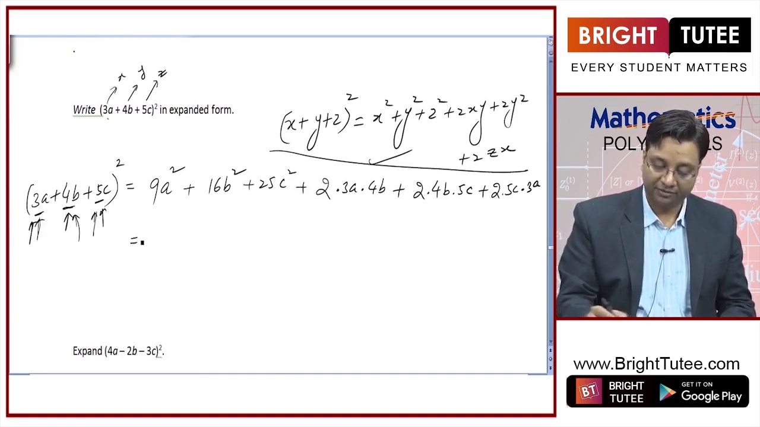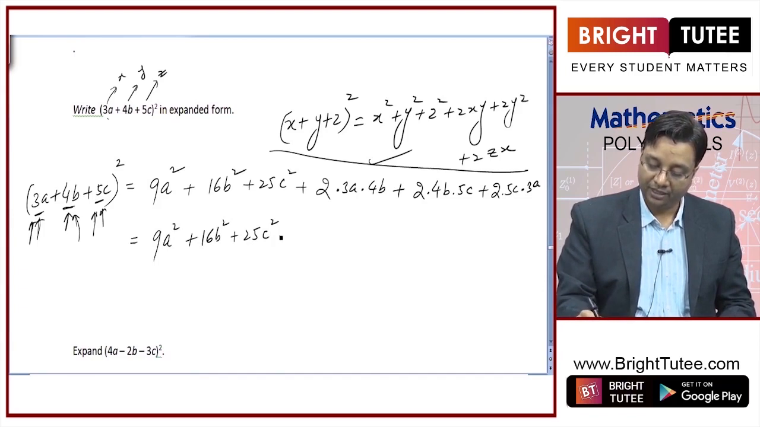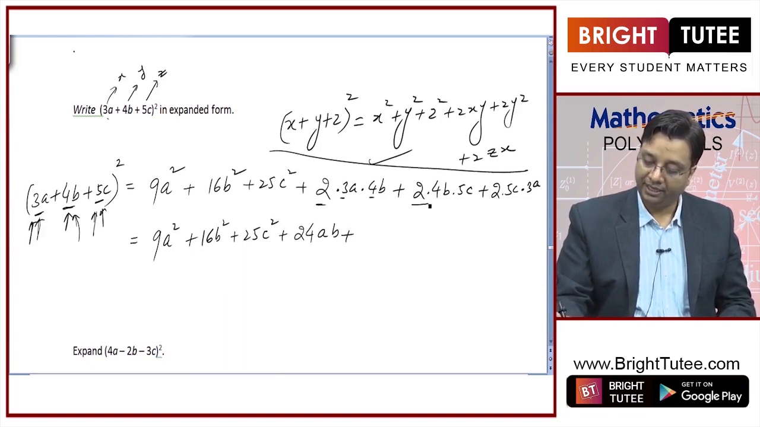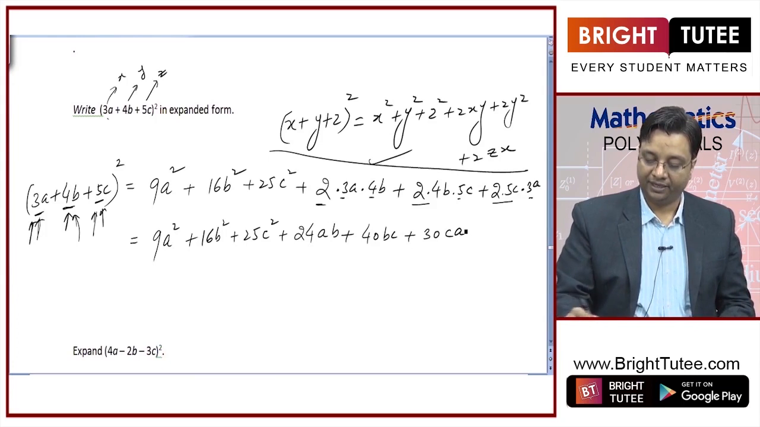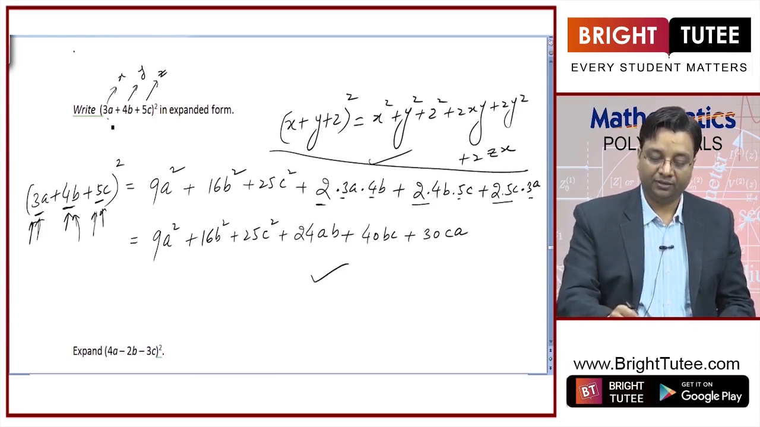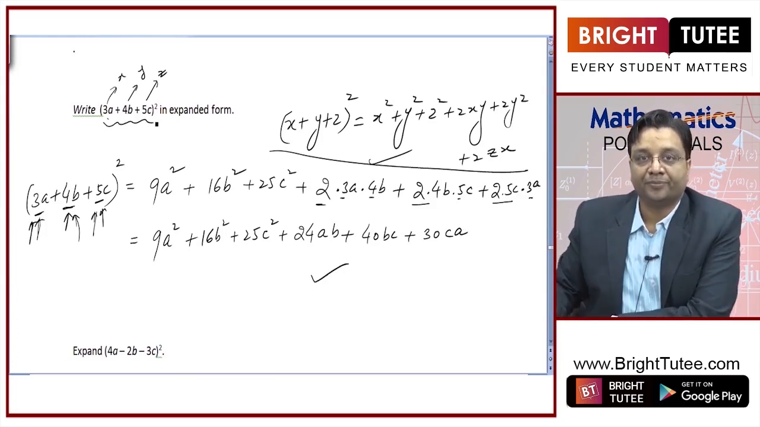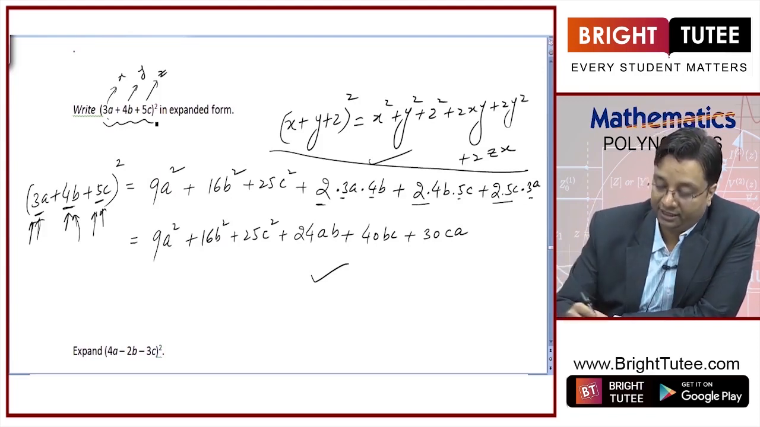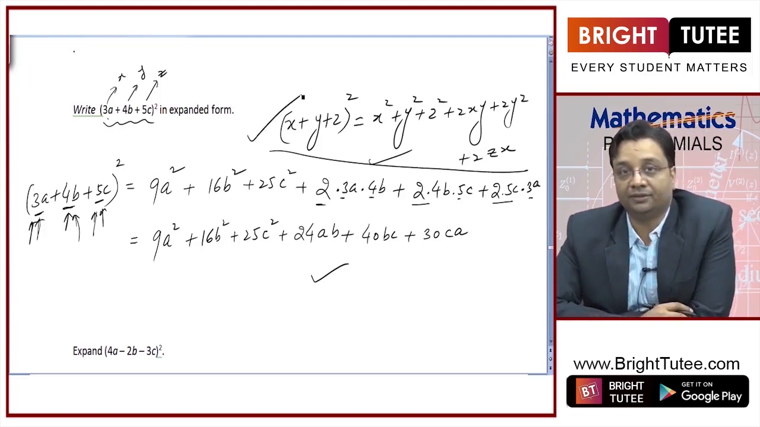and the expansion will be 9a square plus 16b square plus 25c square plus this is 2 into 3 is 6 into 4, 24ab, 8 into 5, 40bc, 10 into 3, 30ca. Right, this is the expansion of this expression here. Okay, so I have used this identity.